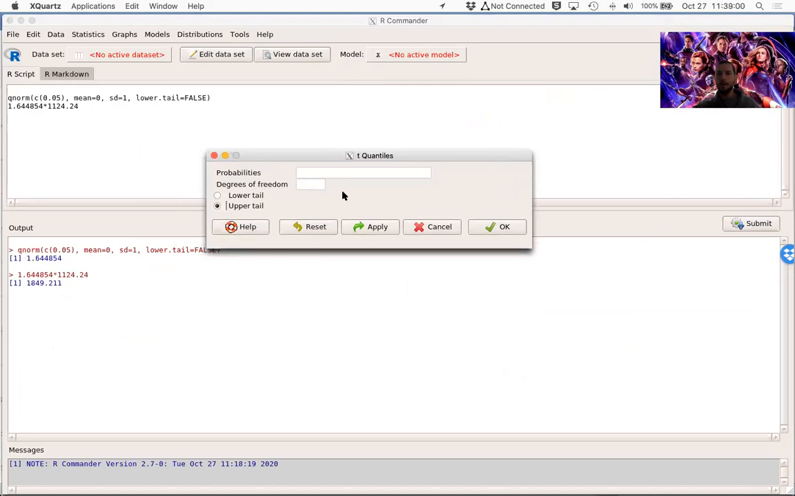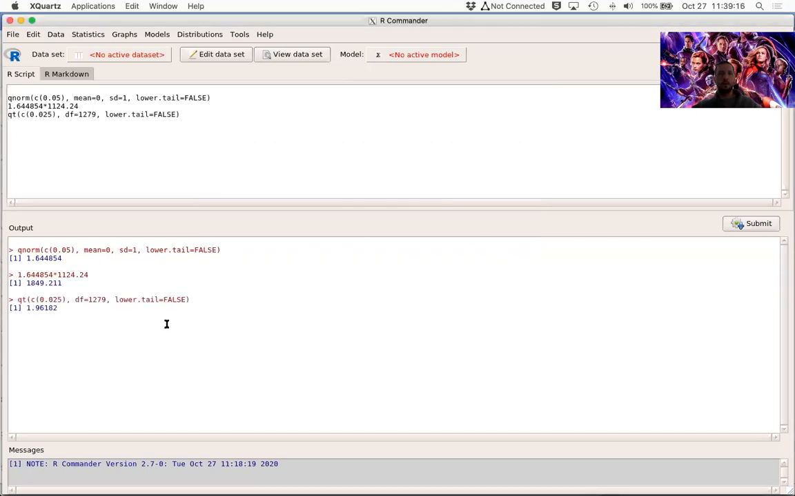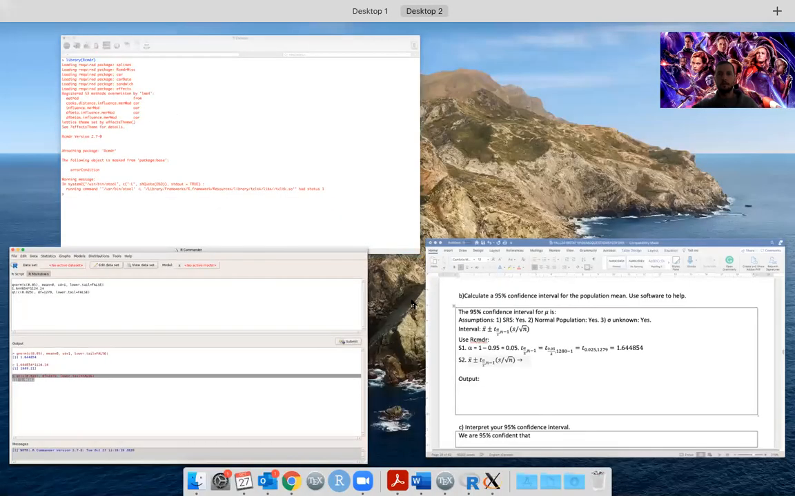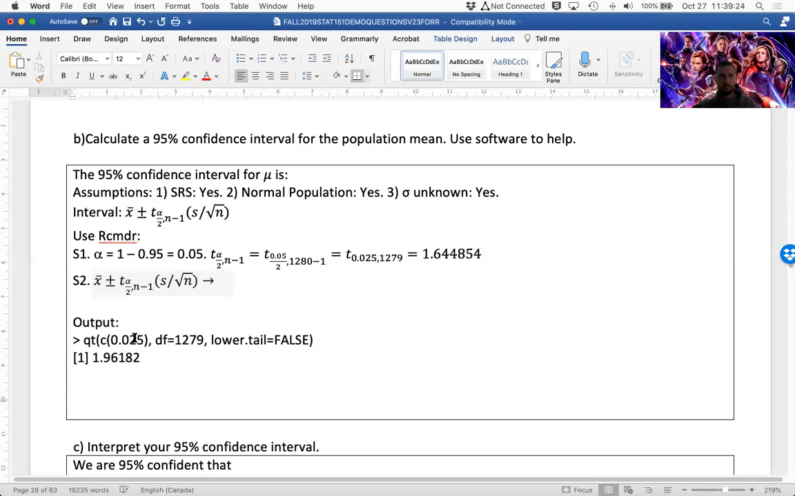We click upper tail and we have 0.025 because the way the value is read is the same as a z-score. So that subscript area is the value in the upper tail. And then we type in our degrees of freedom, which is 1279, and we click OK. And here's our output. Right. So now we can start plugging into our actual formula.